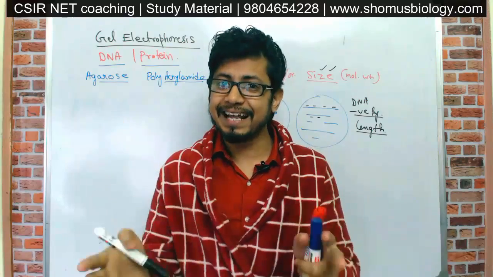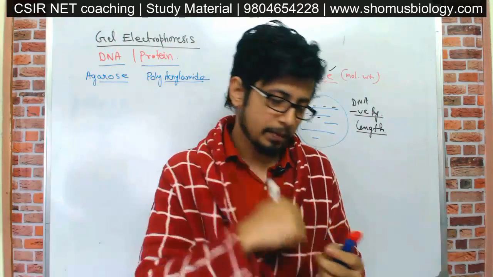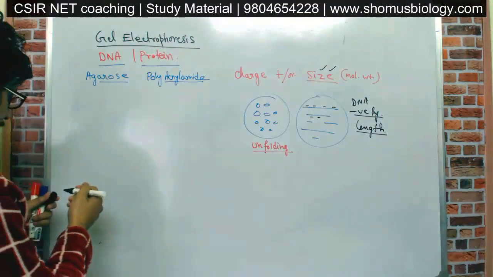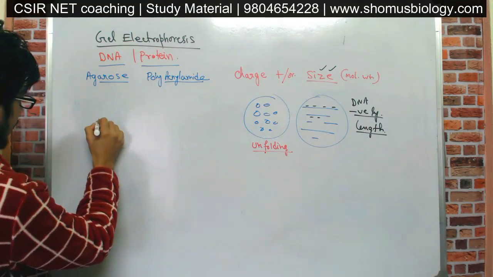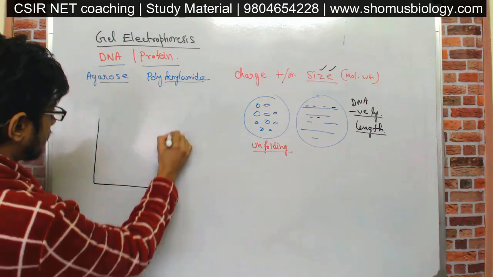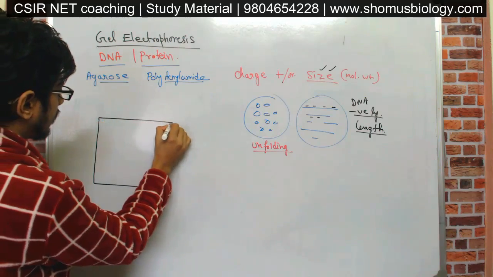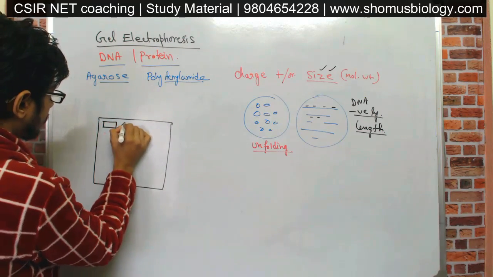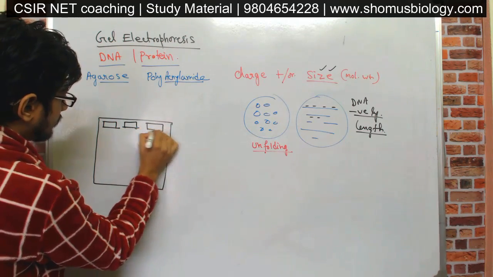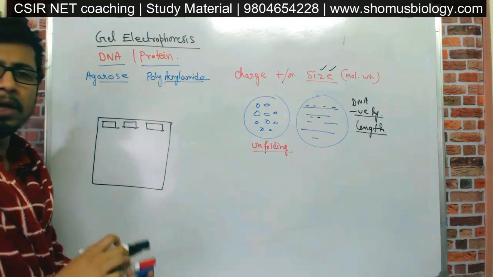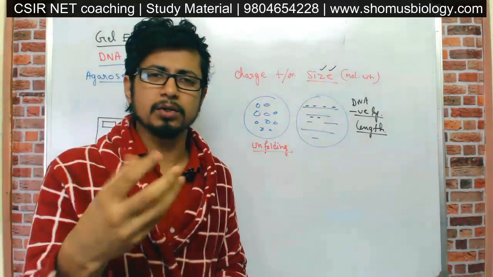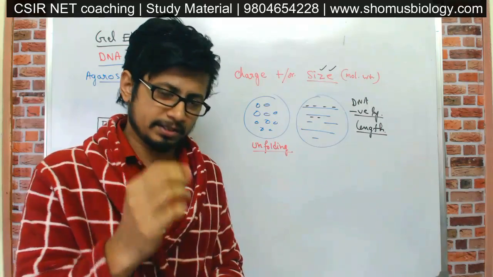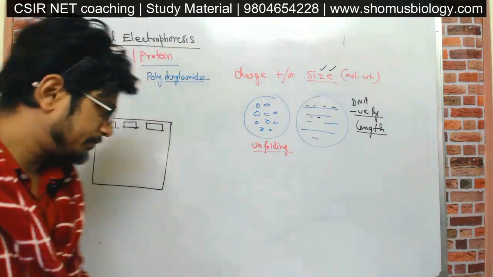And based on their length, their movement varies. So for example, let me draw the idea of the gel. Let's say this is how the gel looks. You probably have seen this picture a lot earlier, and it is a solid structure. Now gel, we all know it's a jello-like structure. We all know gelatin or jello-like structure, a solid, semi-solid kind of substance.